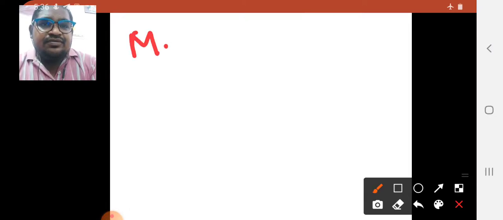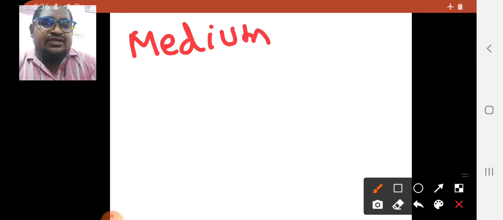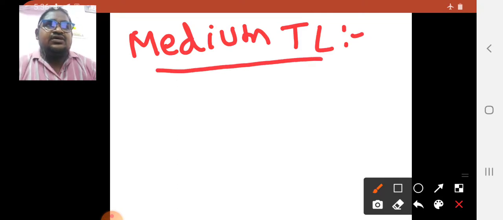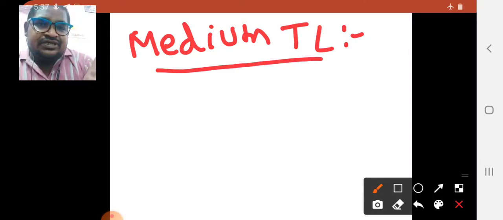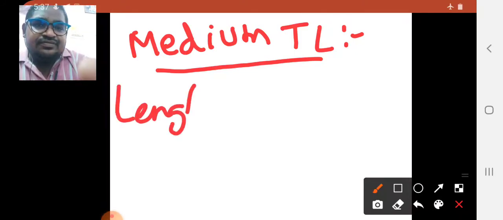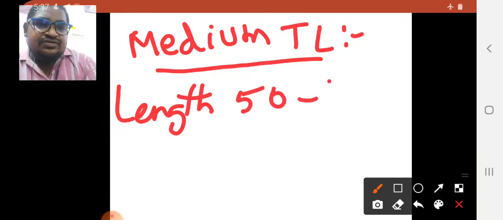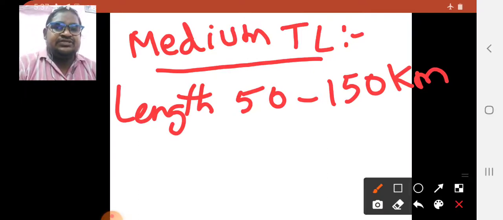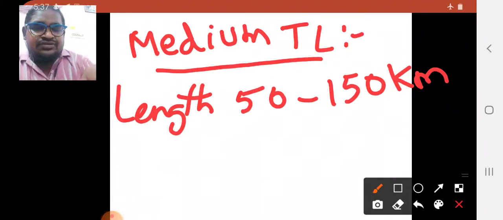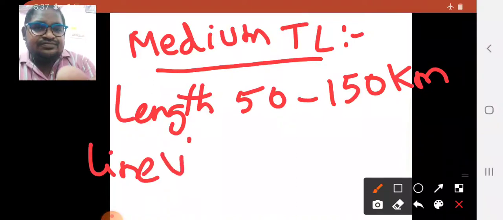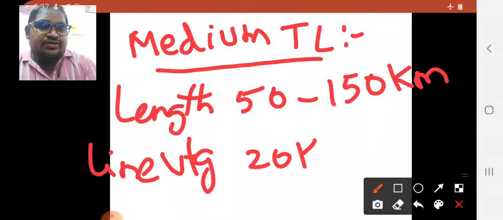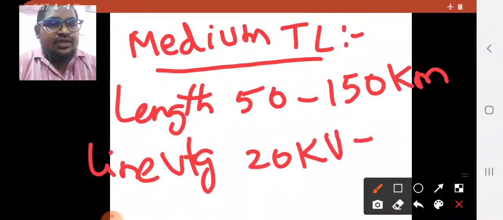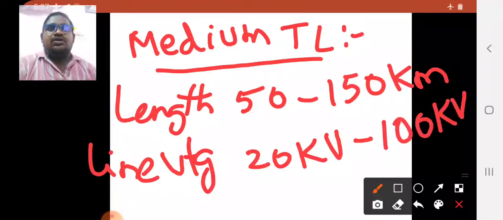Next, the medium transmission line. In a medium transmission line, the length must be greater than 50 kilometers, that is, 50 to 150 kilometers. Then the operating line voltage must be greater than 20 kilovolts, that is, 20 kilovolts to 100 kilovolts.